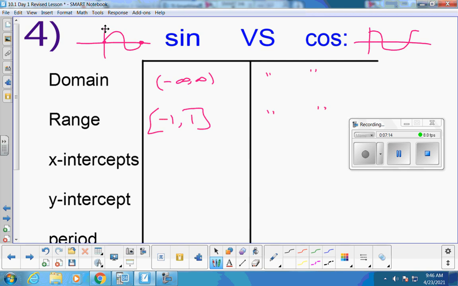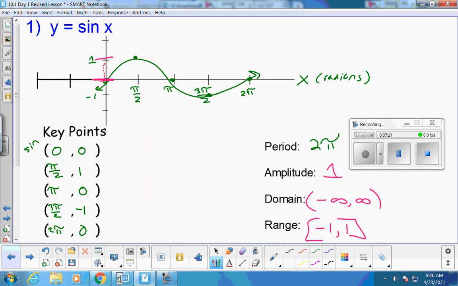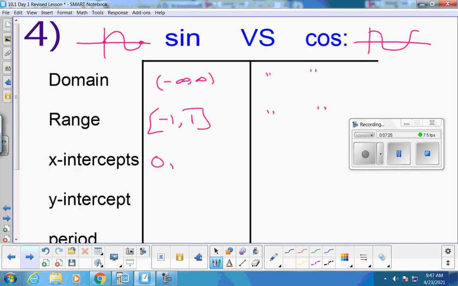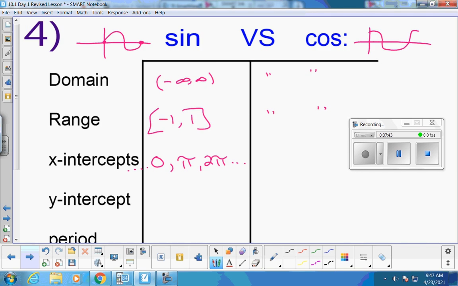The x-intercepts for the sine graph, I guess we can go back and take a peek at them. The x-intercepts for the sine graph are 0, pi, and 2 pi. I'm going to put a ... because it will happen every single pi units if I would continue to the right or the left. Let's look at the x-intercepts of the cosine graph. It's pi over 2 and 3 pi over 2. And if I wanted to find more, I would just keep adding pi, because it happens every pi as well.